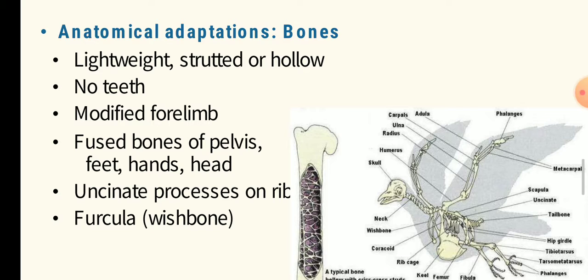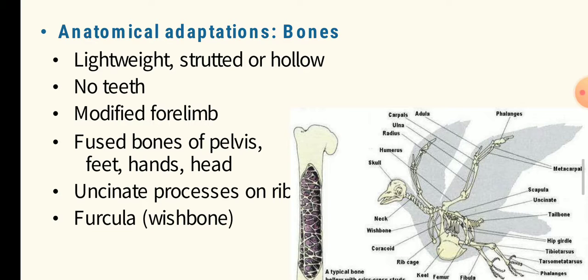Without a keel, as is found in ratites, that is running or flightless birds like the ostrich. The sternum is also hollow, in which the viscera is located.